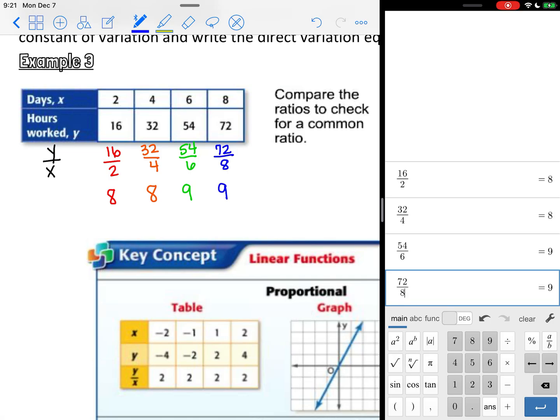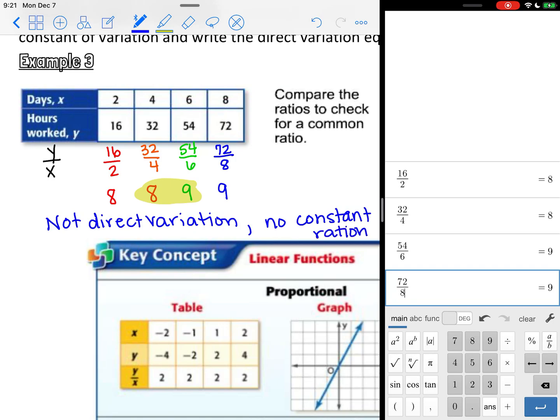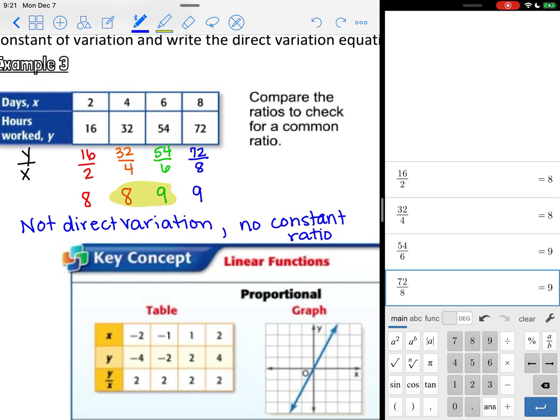So since it changes right here, it doesn't stay constant, this is not direct variation because there is no constant ratio. So some of the ratios were 8, some of them were 9, but it was not constant. It wasn't the same thing every single time.